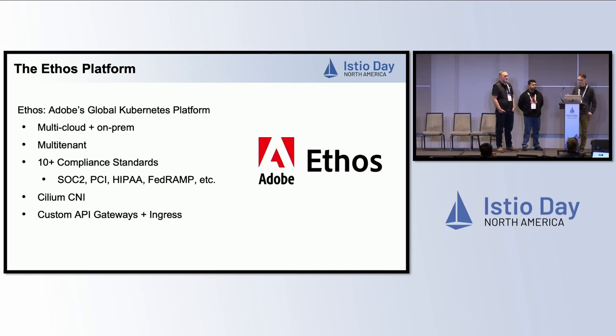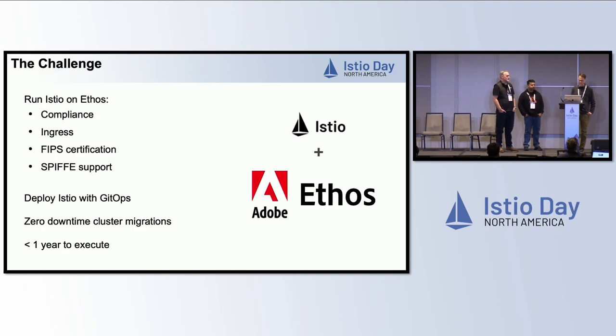It's also multi-cloud plus on-prem. It has a multi-tenant architecture out of the gate, namespaces being the boundary there. But out of the box, what we get is compliance standards are already met. But there were some wrinkles. They primarily use Cilium CNI, and there's a lot of customization involved in the API gateways and the ingresses. So from that, you can maybe infer that there was a bit of skepticism about service meshes at Adobe.